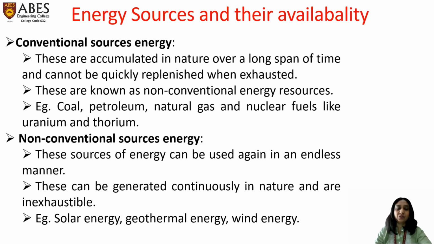Conventional sources of energy are accumulated in nature over a long span of time and cannot be quickly replenished when exhausted. As I have told you in the first slide, conventional energy sources are basically non-renewable energy sources. So this is a third categorization of the types of energies and their availability. Examples are coal, petroleum, natural gas, and nuclear fuels like uranium and thorium.